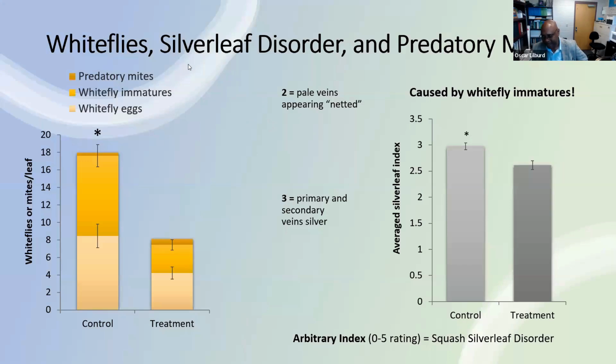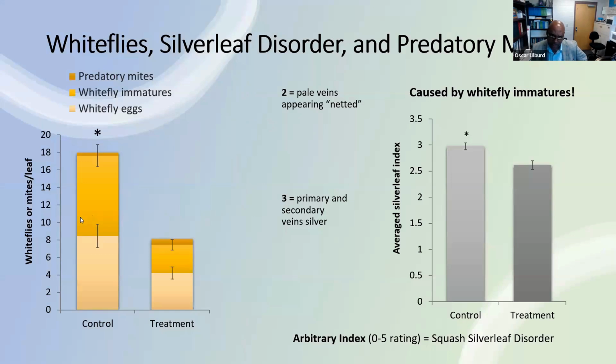Whiteflies, and again, remember I discussed earlier, we measured things like silverleaf disorder, because silverleaf disorder interferes with photosynthesis, and we wanted to see what was going on there. And we also measured the reduction in terms of the virus.